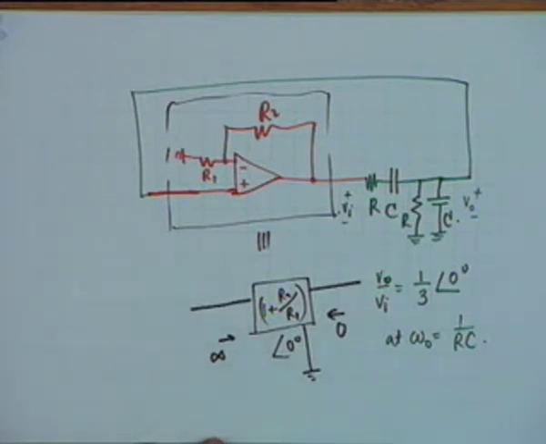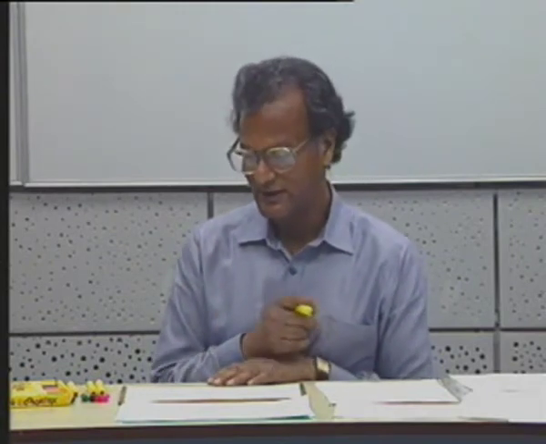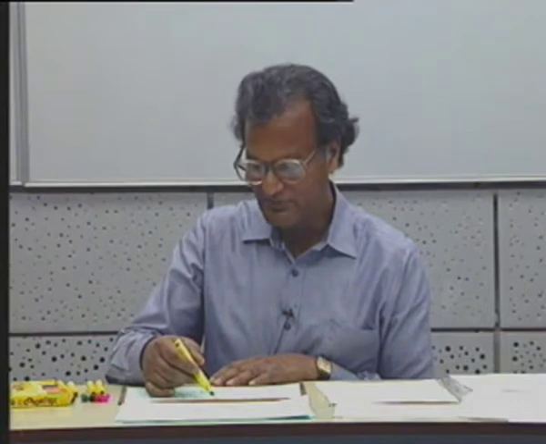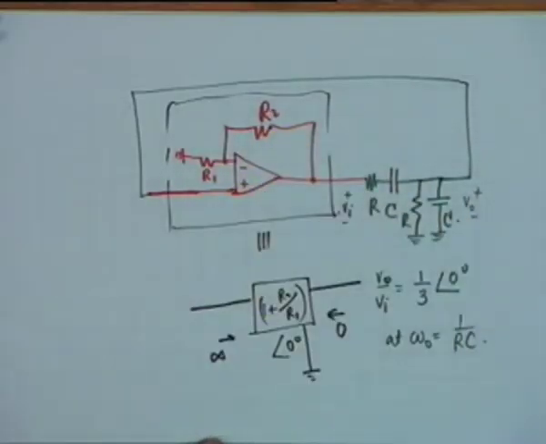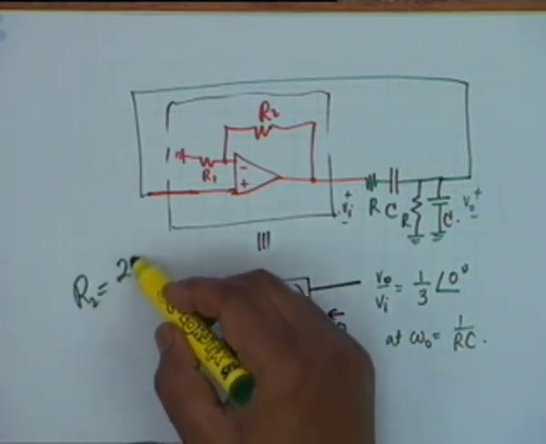All right. No under root. Under root in the case of LC circuits. In the case of RC circuits, no under root. Omega 0 is simply the inverse of the time constant. Now, can you tell me what should be the value of R2 in relation to R1? Obviously, for these to oscillate, R2 should be equal to twice R1.